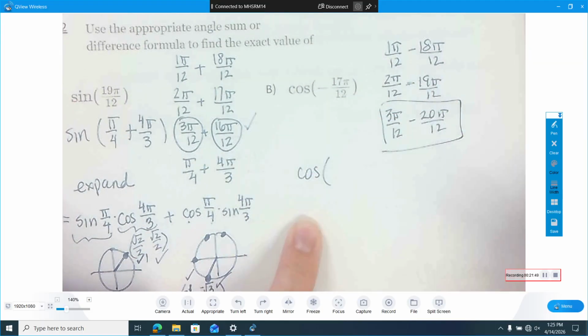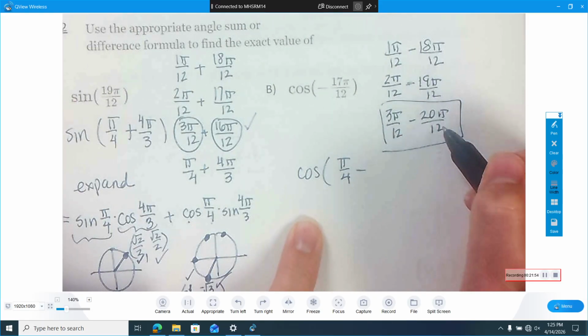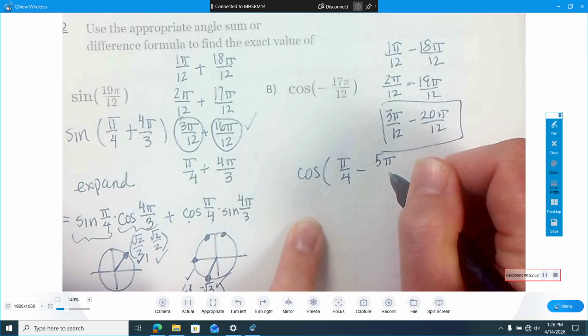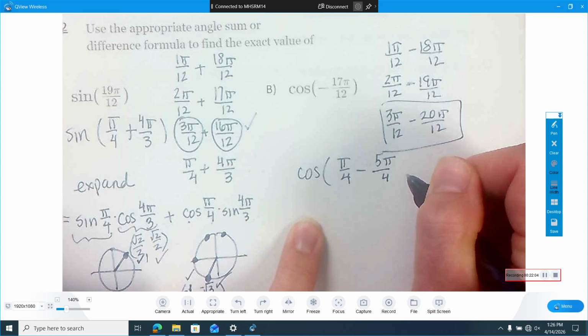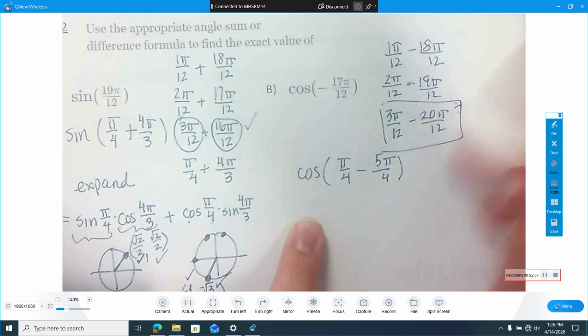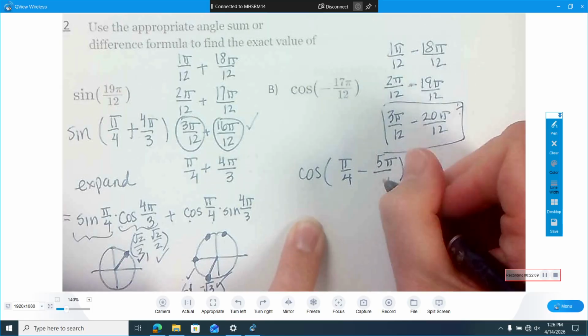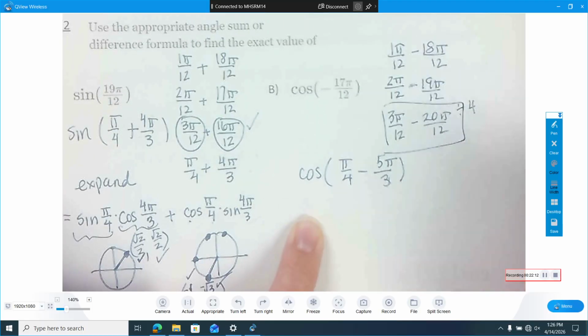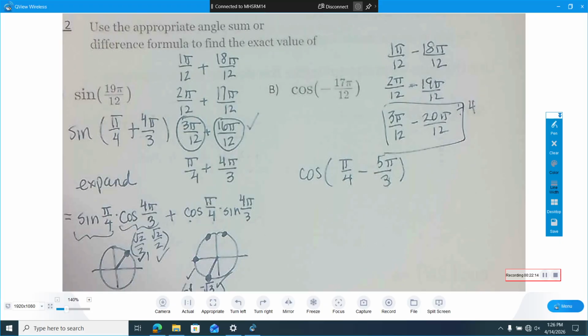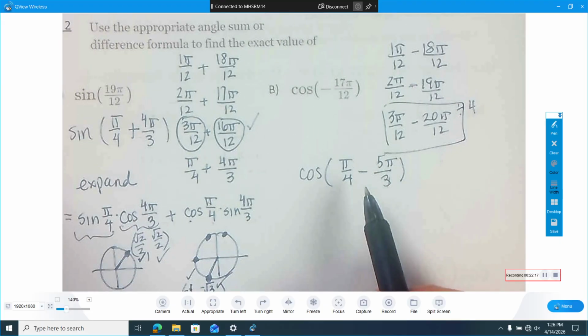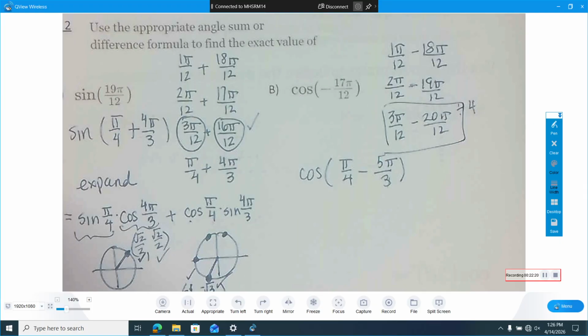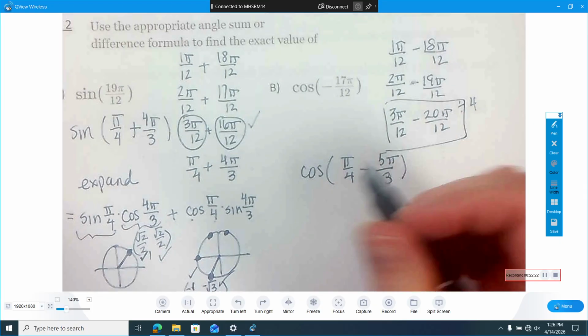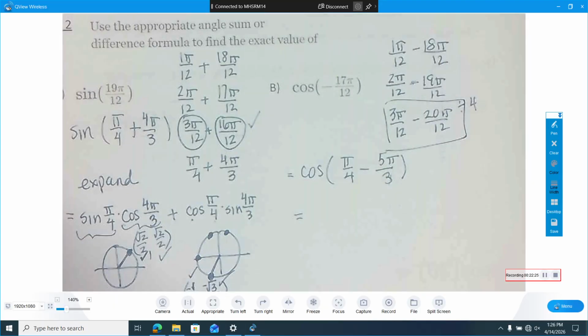So cosine of pi over 4 minus 5 pi over 4, right? Because we're dividing by 4, top and bottom. There we go, okay. So no, this is a subtraction, so we just have to change the sign, and then we think of the angle as positive. All right, so now, what's the cosine expansion?